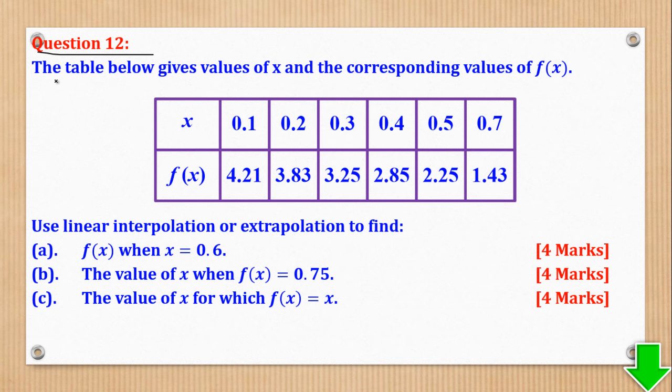Then question 12, it's under numerical methods. It says the table below gives the values of x and the corresponding values of fx. Use linear interpolation or extrapolation to find fx when x is 0.6. So linear interpolation involves extracting out values of interest. So when x is 0.6, you look for where 0.6 lies. It is between these two values. So those are the ones you shall extract out. Let's do that.